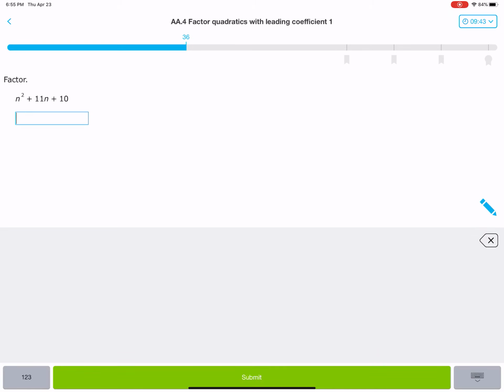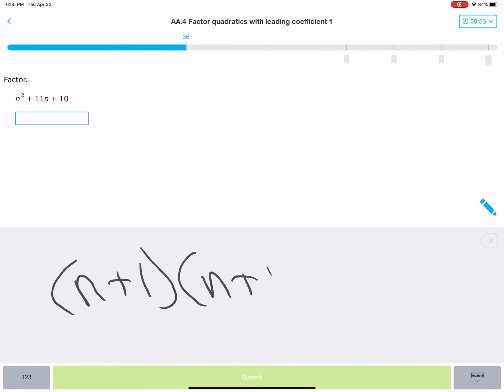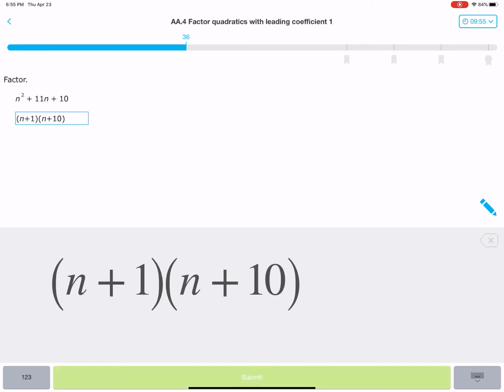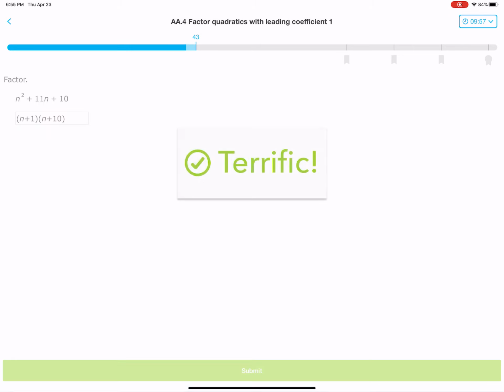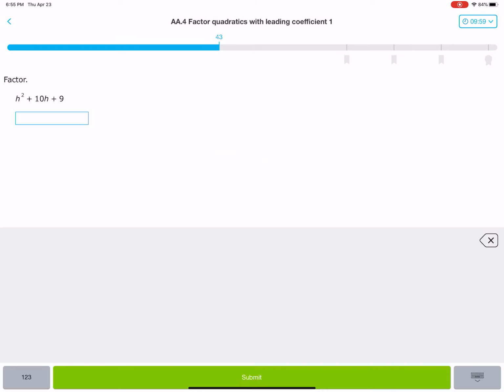Another pretty simple one. There's only one way to get a 10: 10 times 1. And 10 plus 1 is 11. N plus 1, n plus 10. I'm trying to work through this to get to some with positives and negatives, but we'll see.